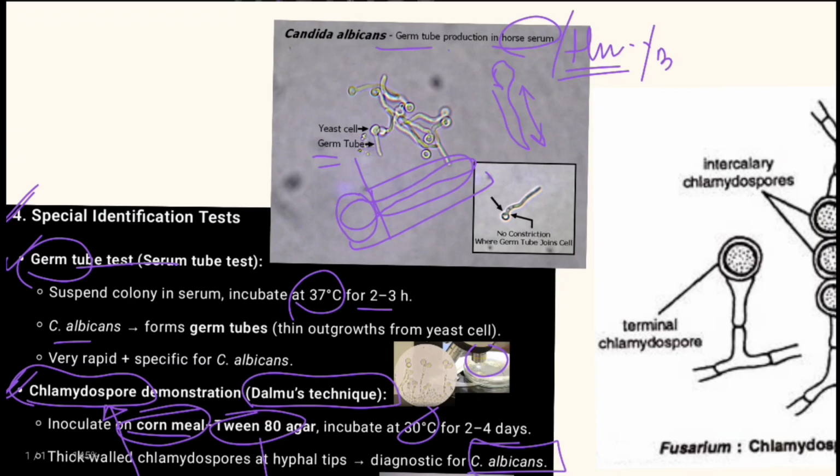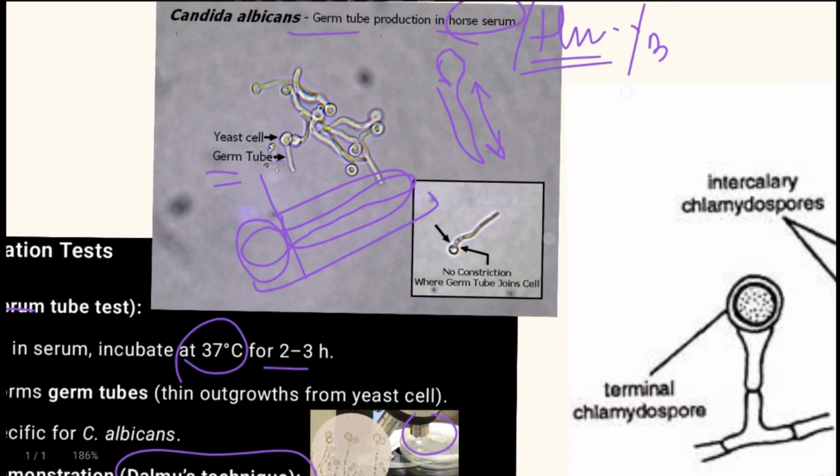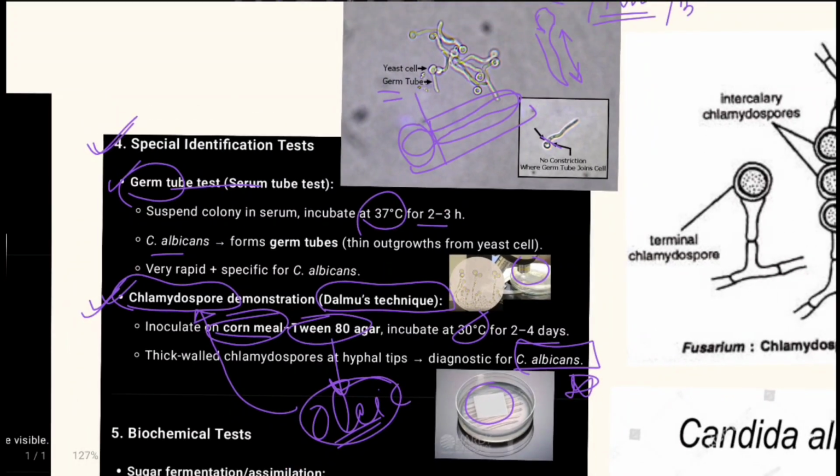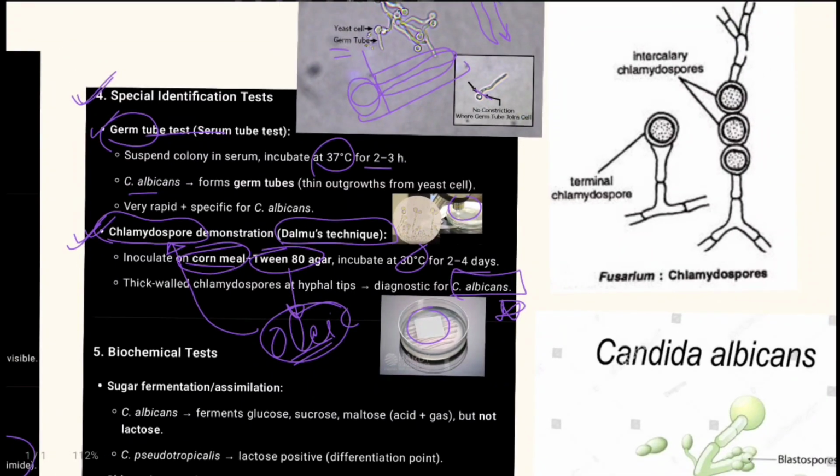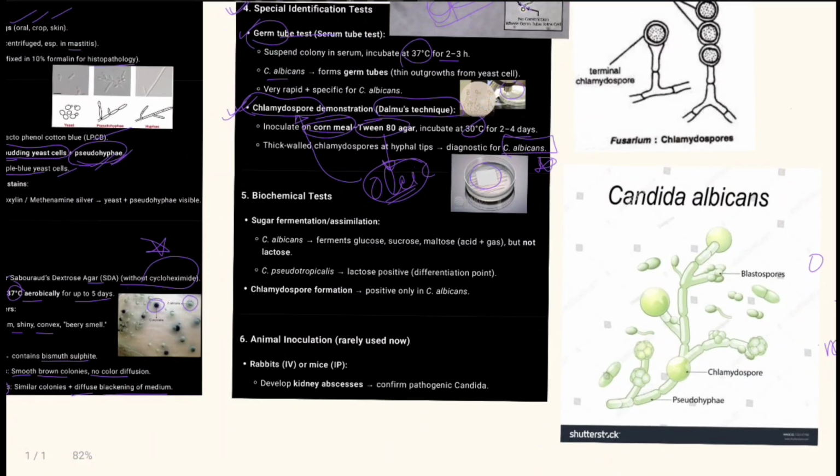In contrast, Candida tropicalis also involves the formation of a germ tube, but the difference is that Candida tropicalis involves the formation of a constriction between the germ tube and the yeast cell. So this is a very important special identification test for Candida albicans, which differentiates it from Candida tropicalis. In Candida albicans, you will not find any constriction between the yeast cell and the germ tube. So this is a special identification test.